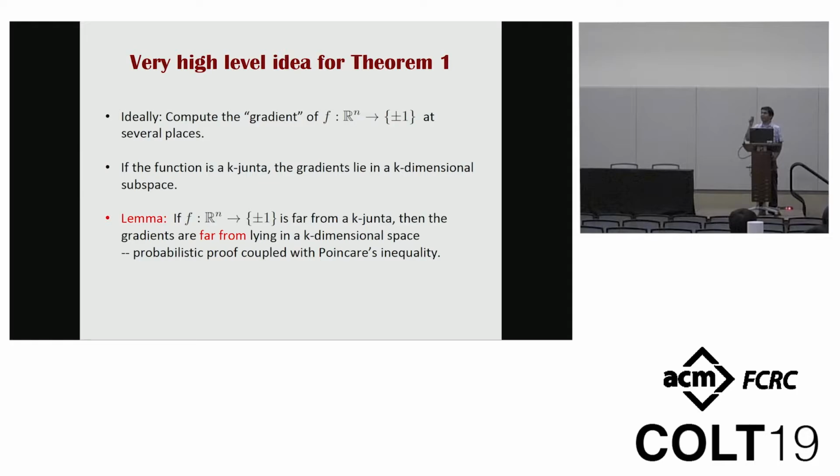If the function was differentiable, here's an idea. You could evaluate the gradient of the function at several places. If the function is just dependent on k directions, you evaluate the gradient at k squared places. All these k squared gradients must lie in a k-dimensional space. And hopefully, with some math, you can prove that if the function is far from a k-junta, this is not going to be the case. This can be formalized, it's not too hard to do.